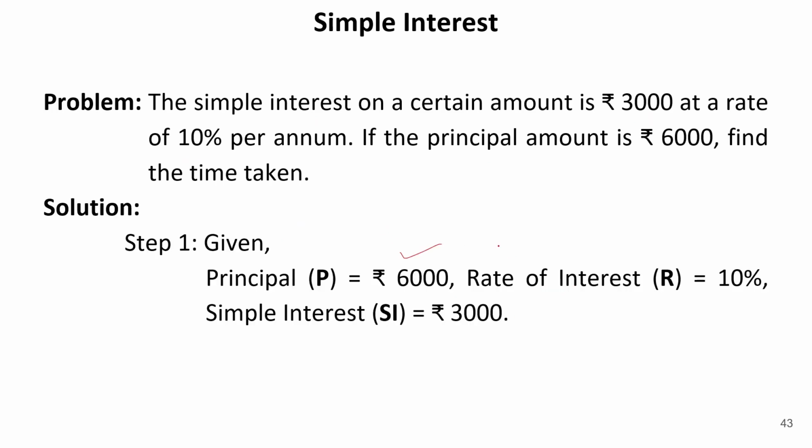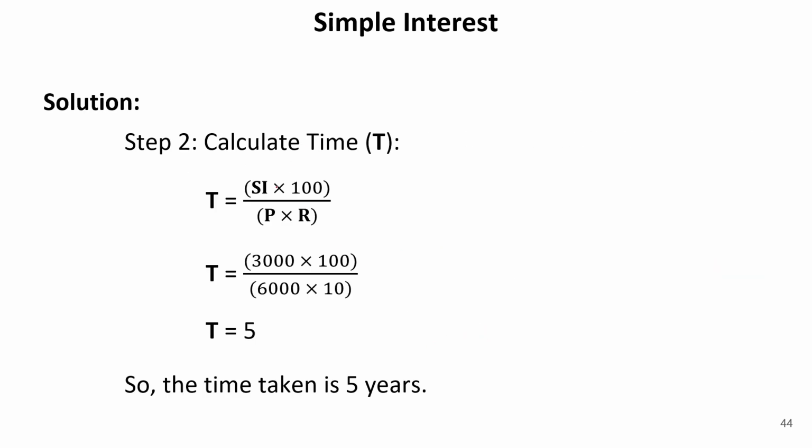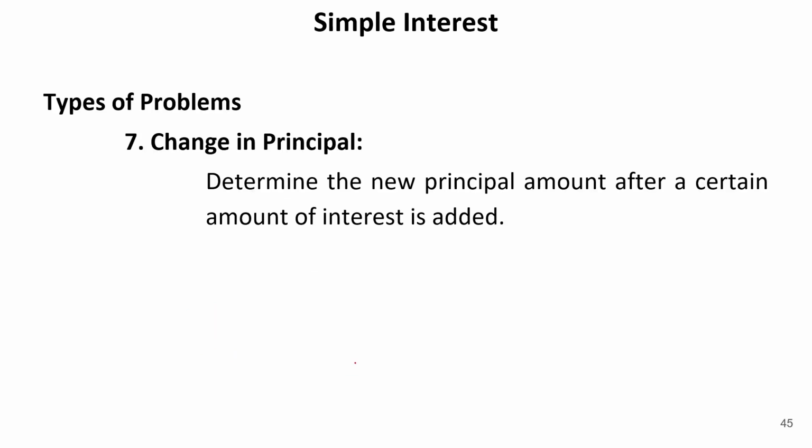So principal amount was 6,000, rate of interest is equal to 10%, and simple interest was 3,000. So calculating time is equal to SI into 100 by P into R. So 3,000 into 100 whole by 6,000 into 10 is equal to T is equal to 5 years. So the time taken is actually 5 years in this case.